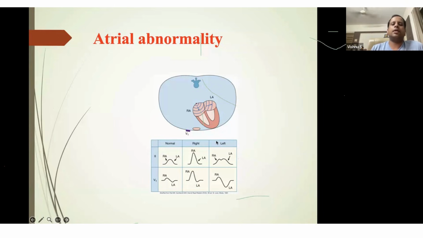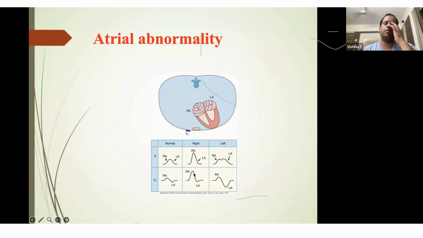When LA enlargement is there, there will be a predominantly negative P wave in V1, and it will be biphasic because RA is already inscribed in the first part. The LA will be inscribed in the second part. So RA and LA enlargement will be biphasic, like P mitral. That is LA enlargement. P pulmonale is RA enlargement. Lead 2 and V1 will be telling you about these problems.